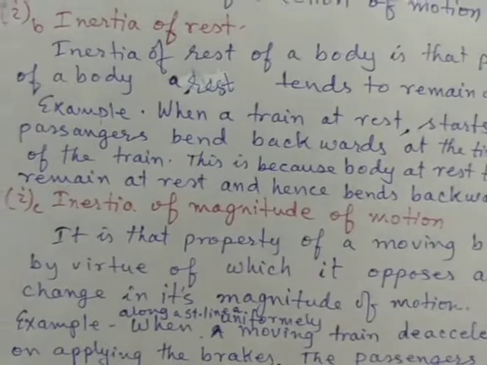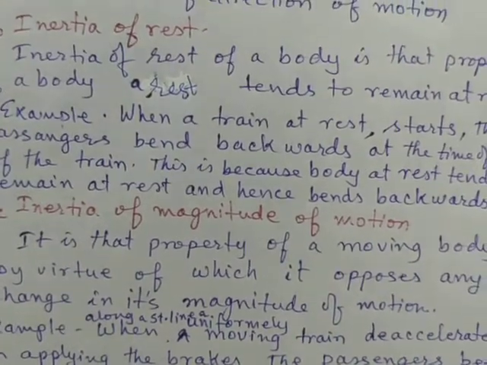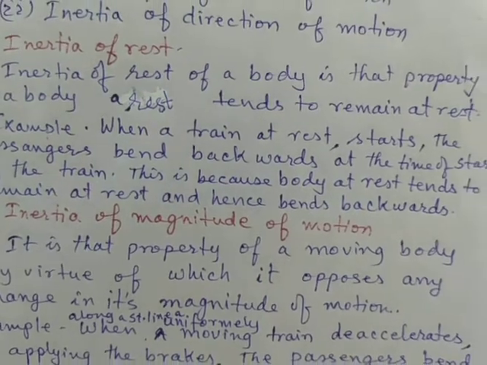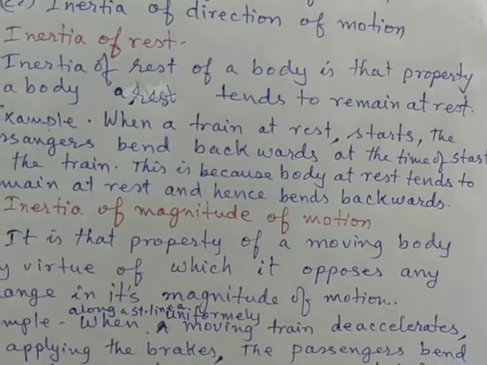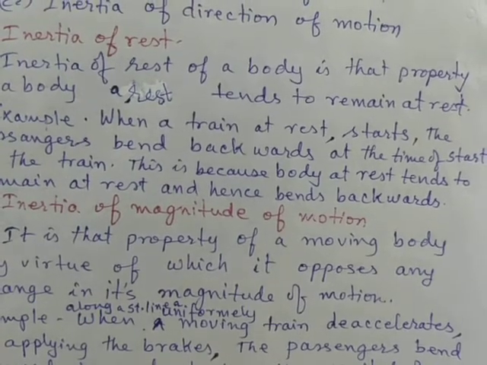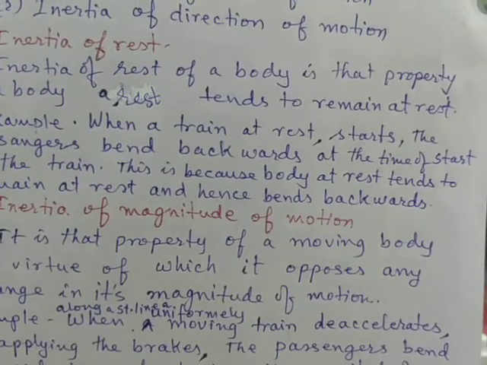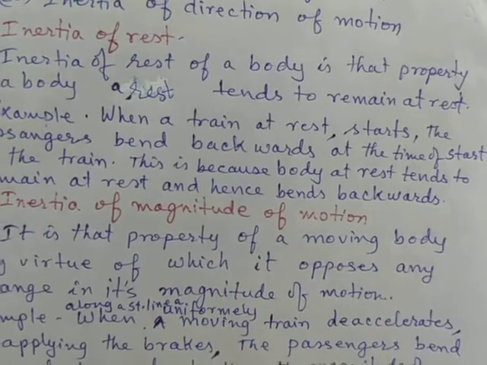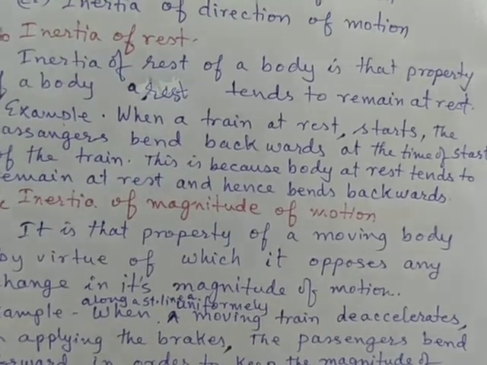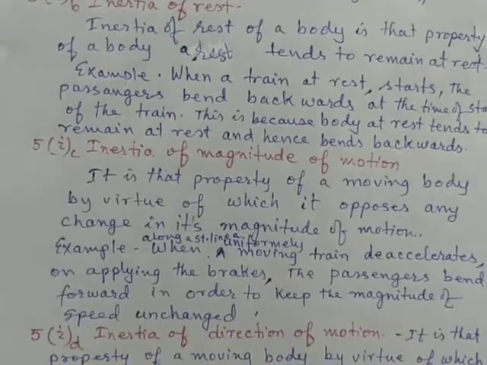of motion. So say for example, for inertia of rest we can say that when a train at rest starts moving, the passengers bend backward, because the body was at rest and it was having the position in backward direction, but since the train has moved forward, the body tends to remain in its original position, which was its position of rest, and therefore it moves backward.